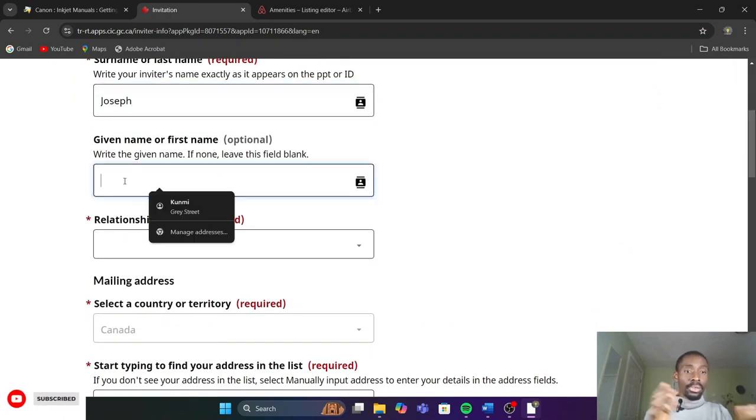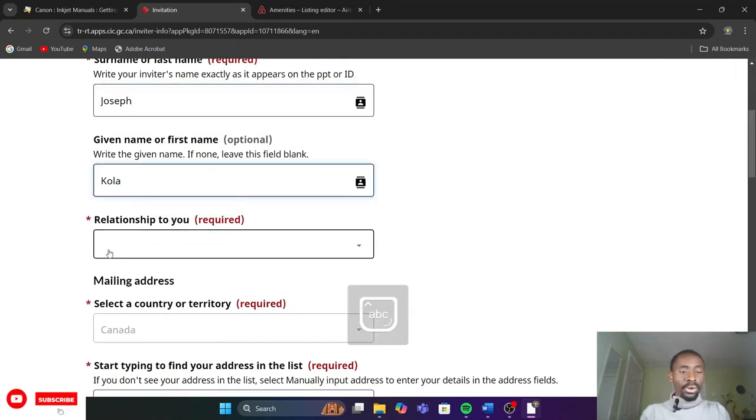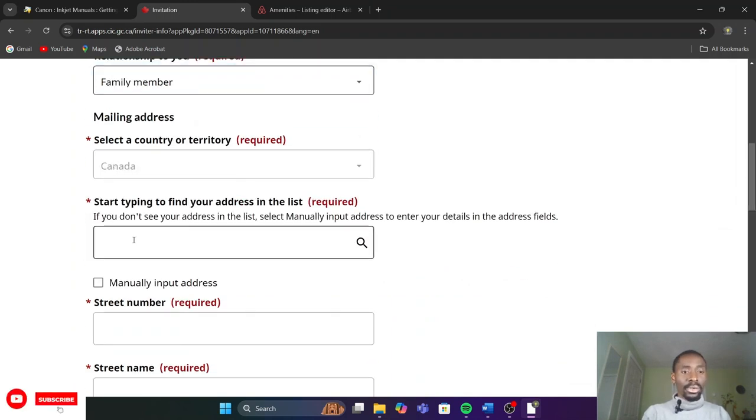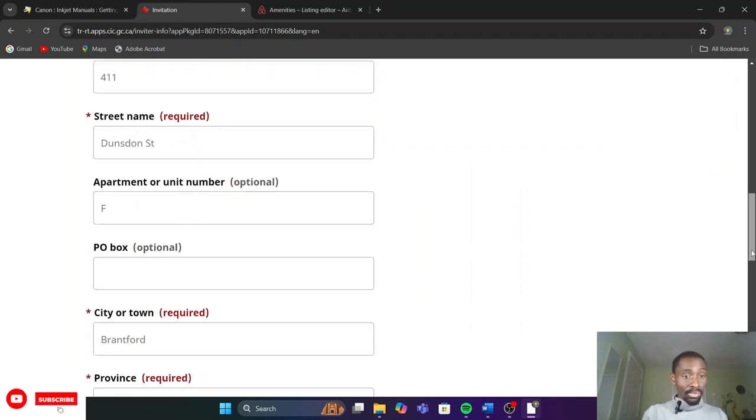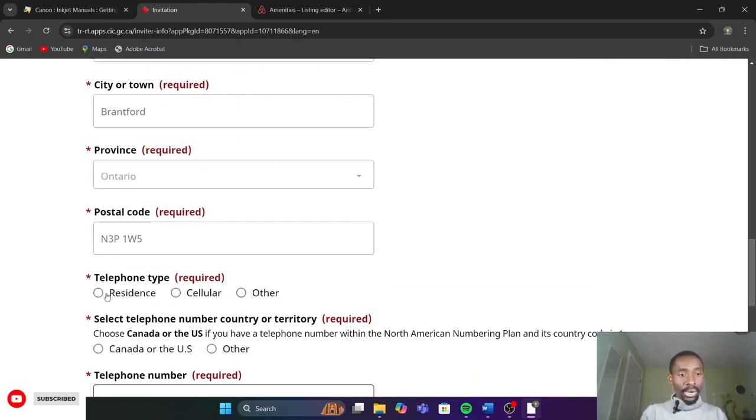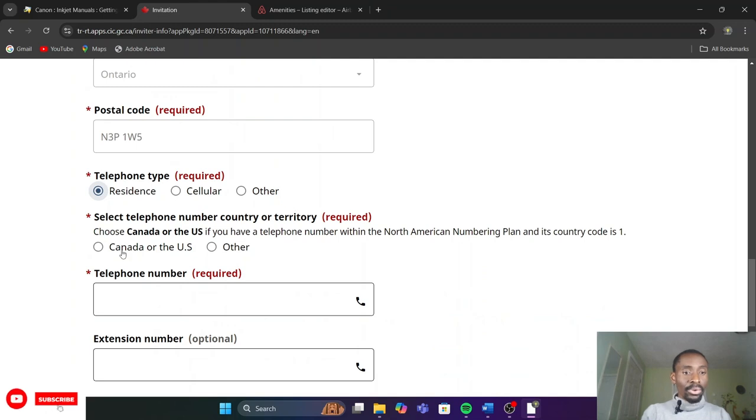Give name, first name. Let's just say my first name is relationship, family member, mailing address, and so Canada. So you need to put your own Canada address. Remember, you're applying for your mother. You need to put your own home address in Canada, resident number. You need to put Canada or US, your phone number.